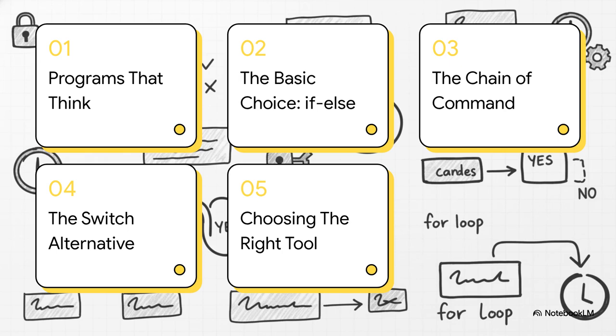Okay, so here's how we're going to tackle this. We're going to build our own little decision-making toolkit, piece by piece. We'll start with the very basics of logic, then get into the classic if-else statement. After that, we'll see how to handle a whole chain of choices, look at a cool alternative called switch, and then wrap it all up by figuring out when to use which tool for the job.